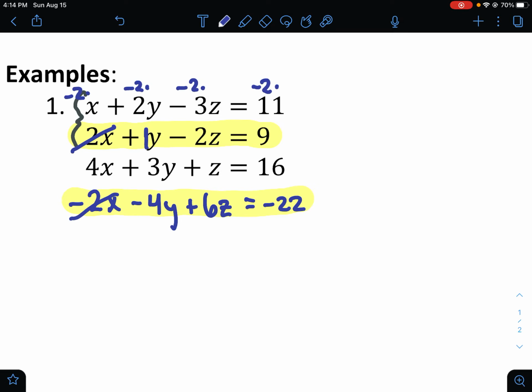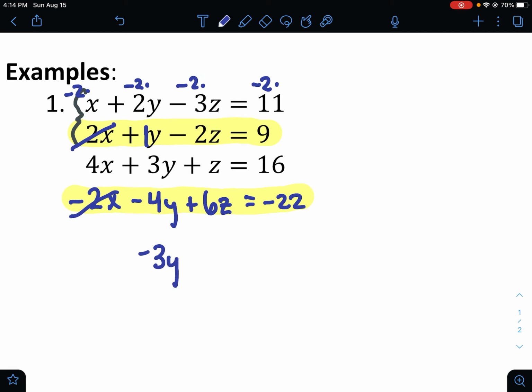1y and negative 4y is negative 3y. Negative 2z here and positive 6z is 4z. And then 9 and negative 22 is negative 13. Now, notice how that doesn't really give us an answer here, because I still have two variables. I don't know what y or z is, so I can't find out what's what here.